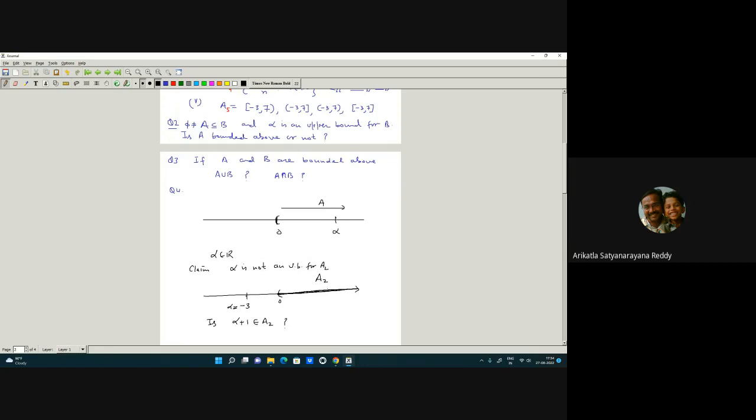Okay, -3 is not an upper bound for A2. What is the reason? You found an element in A2. A2 is the positive real numbers, and from them we got 3. 3 is greater than -3. That's why -3 is not an upper bound.